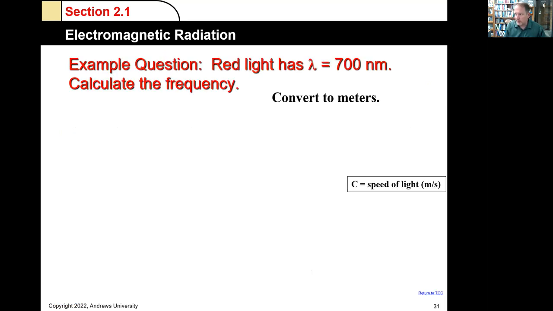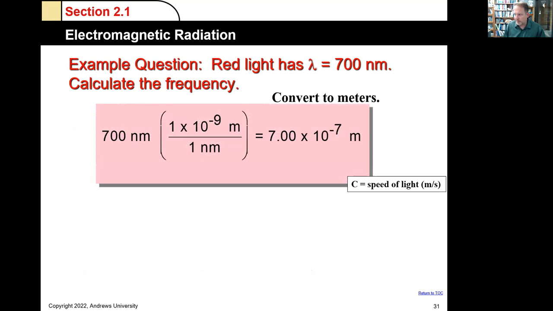Let's practice doing some conversions here and some sample problems. Let's say you have a wavelength of 700 nanometers. Let's go ahead and calculate the frequency that's associated with that. So recall from our little formulas that c equals lambda times nu, and nu equals c over lambda. Either one will work here. It just depends on what you want to start with.